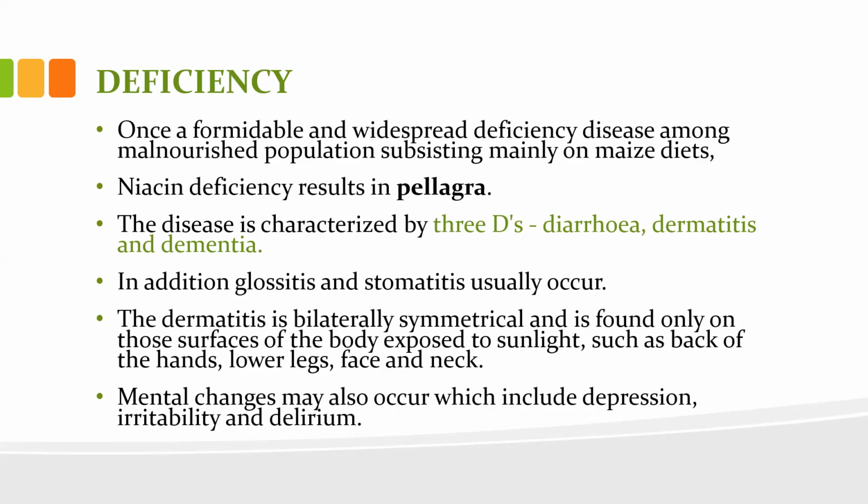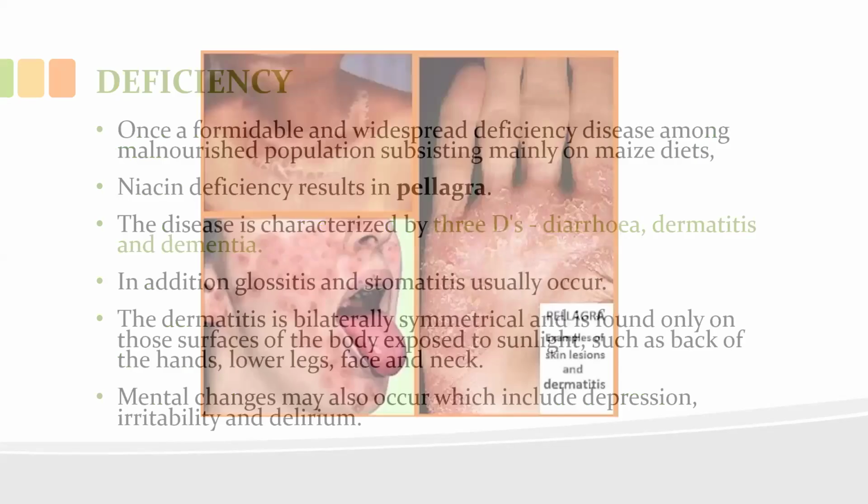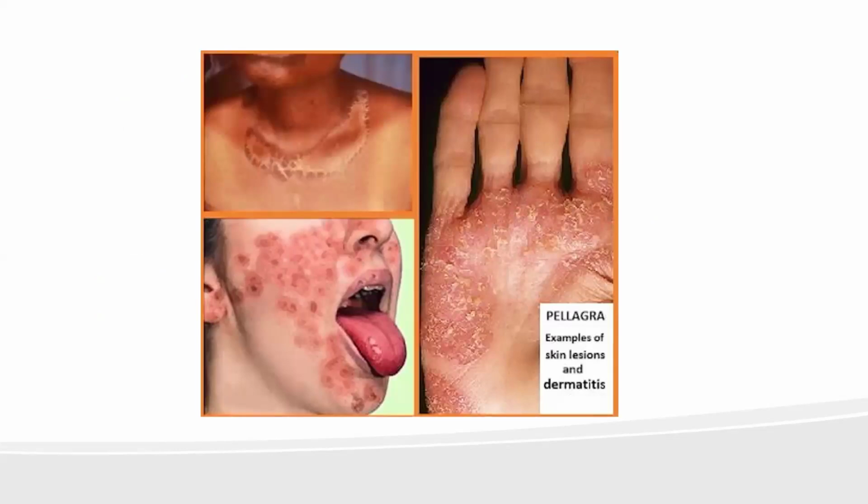The dermatitis is bilateral, symmetrical, and found only on those surfaces of the body exposed to sunlight, such as back of hands, lower legs, face, and neck. Mental changes may also occur, which include depression, irritability, and delirium. This is a picture showing the dermatitis associated with pellagra.